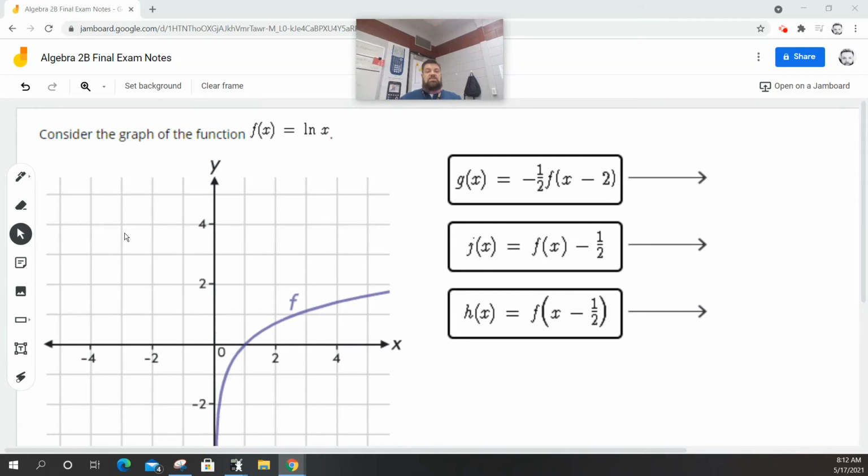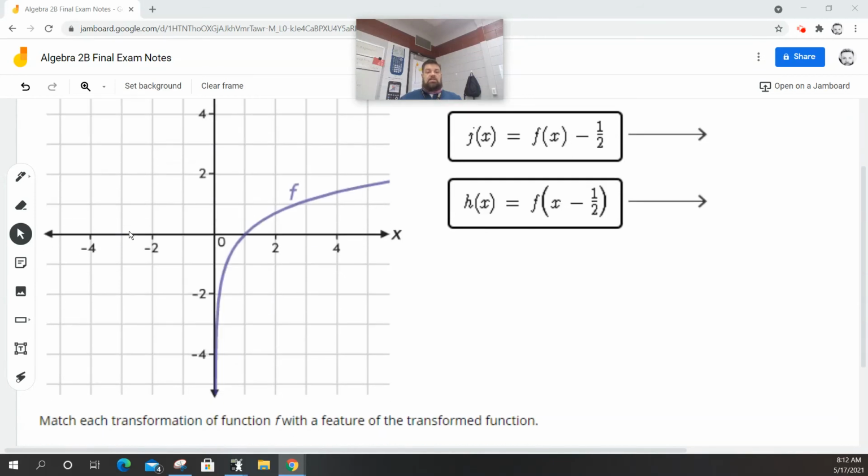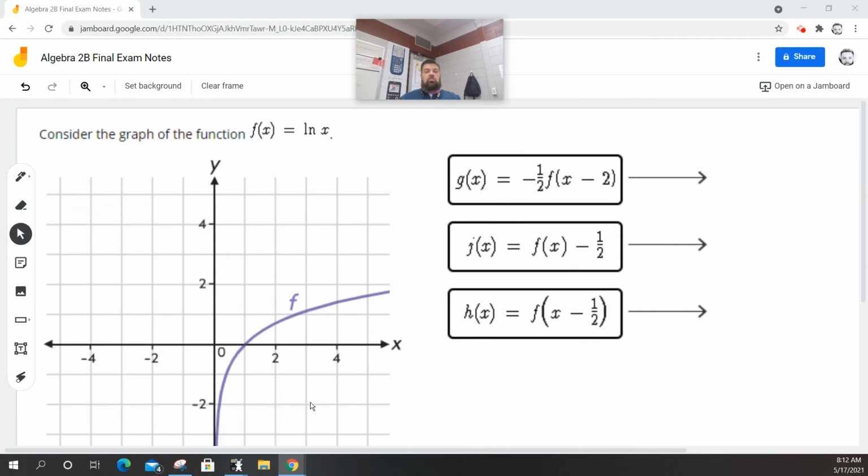All right, so it says consider the function the natural log of x, and then we have the graph of f of x, which is the natural log of x. And this is a better representation of logs. Remember that the natural log is a log with a base of e, Euler's number. But anyways, it says match the transformation with a behavior.